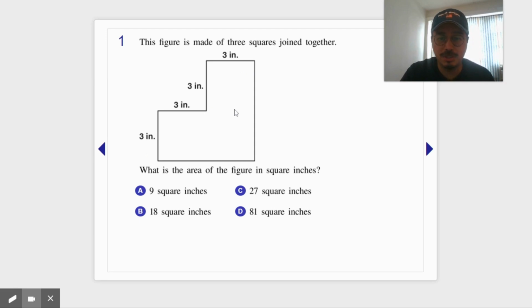Where you can just divide this. You can do a couple of things. You can turn this into 3 squares, or a square and a rectangle. So I'm going to do the latter.